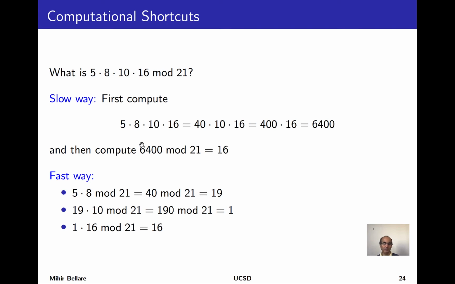So here's the fast way. We notice that group properties like associativity allow us to do computations as we go along. So once I've multiplied 5 and 8 here, I don't need to leave it as 40. I can already reduce mod 21. And so I'm left with 19. And that goes on. I now multiply 19 by 10 to get 190. But rather than continuing with that, I already reduce mod 21. And 189 is a multiple of 21, so the mod value is a 1. Now I multiply 1 by 16 and reduce mod 21. There's nothing to do with that, and you get 16. So in this way, quite long chains can be quite simply computed.